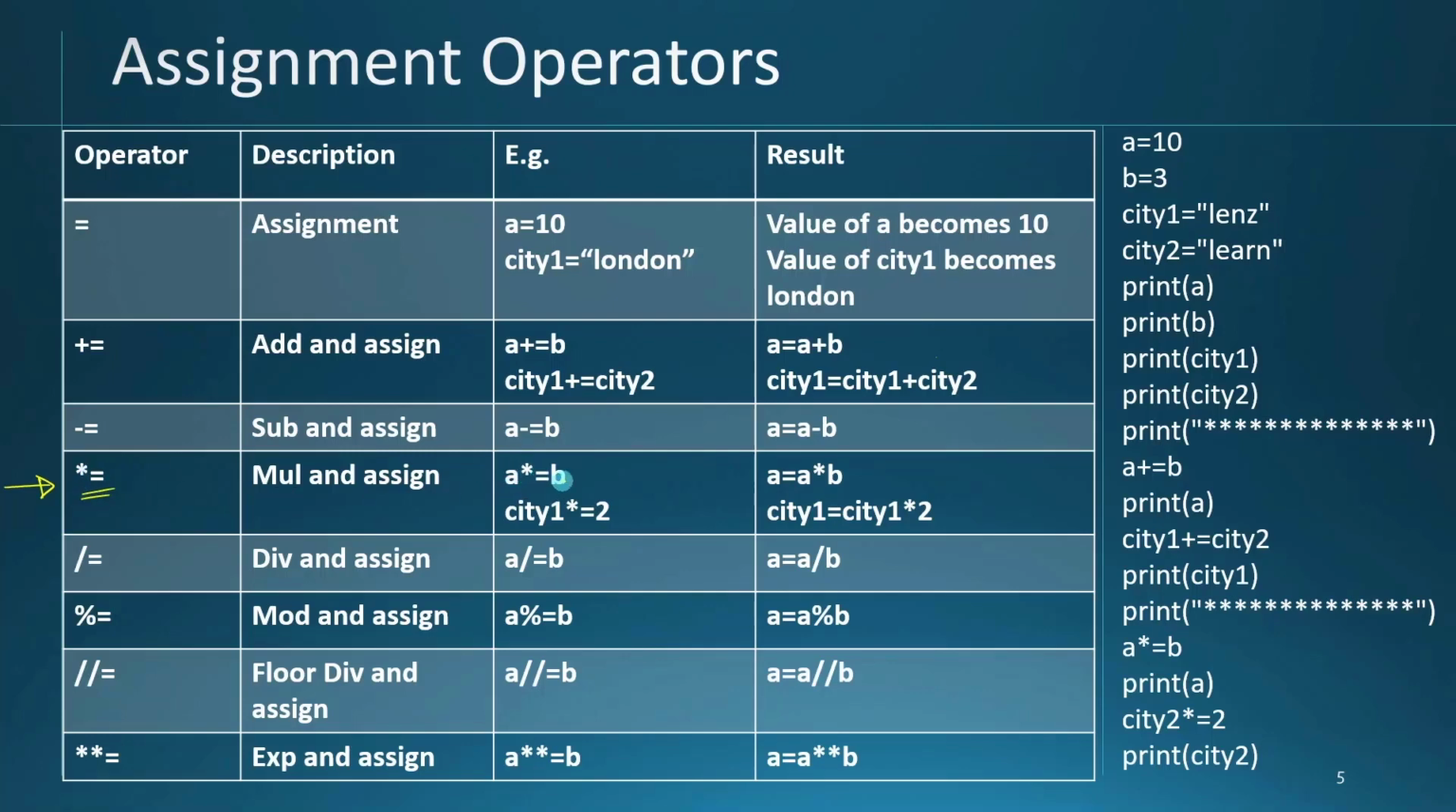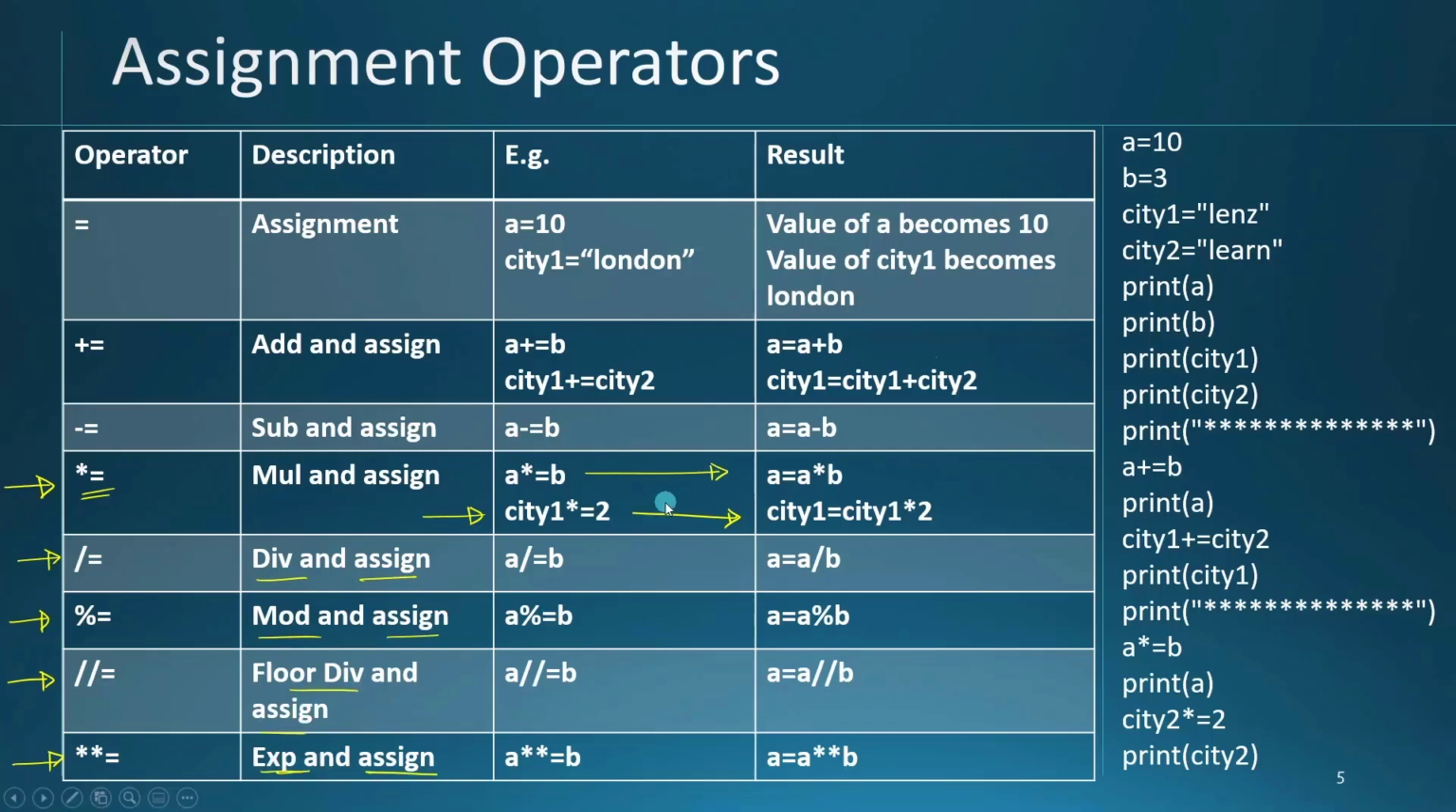Here you can see a star equal to b. This statement is equal to a equal to a into b, and with strings also the star operator works. So city1 star equal to 2 is equal to city1 equal to city1 into 2. Now the same thing you can apply for division, modulo division, floor division, and exponent. So here this is just division and assign, mod and assign, floor division and assign, exponent and assign.